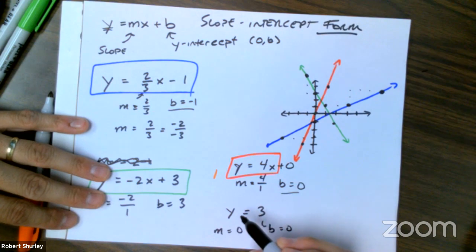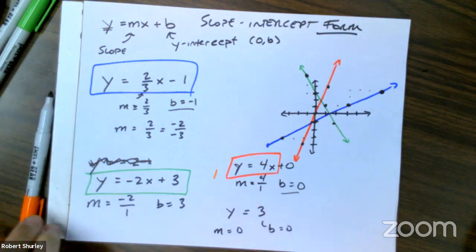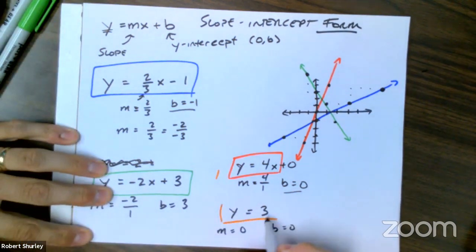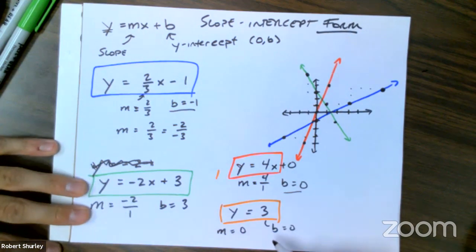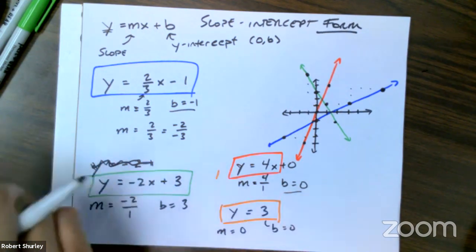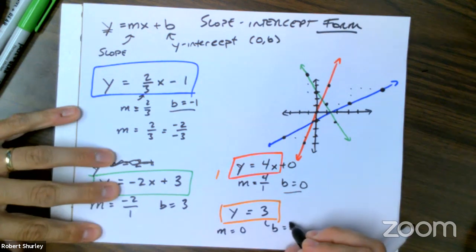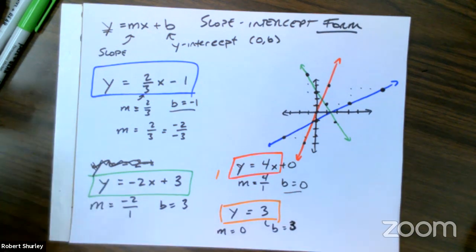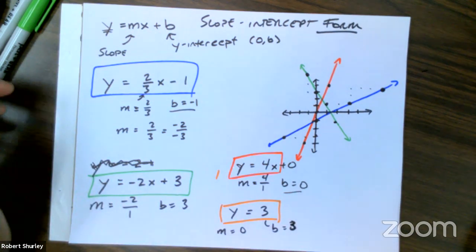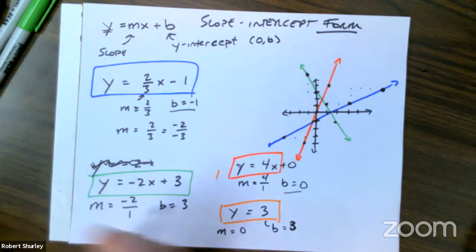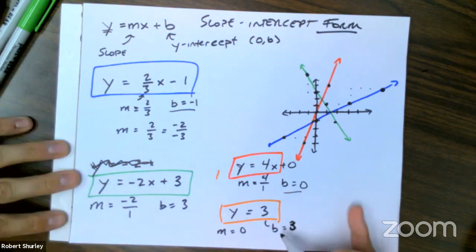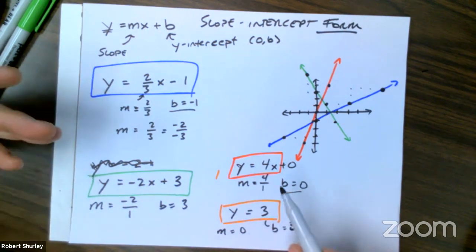What we have here is a horizontal line. Remember, we talked about that. A slope of 0 means we have a horizontal line. Oh, you know what? The b isn't 0. The b is 3, guys. Make sure you change that on your paper if you're taking notes, okay? The b is 3.